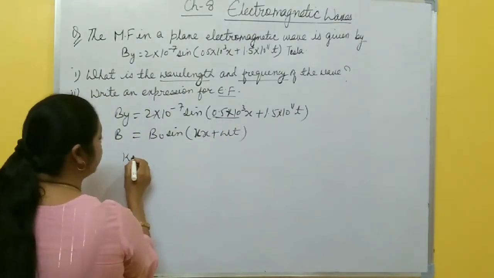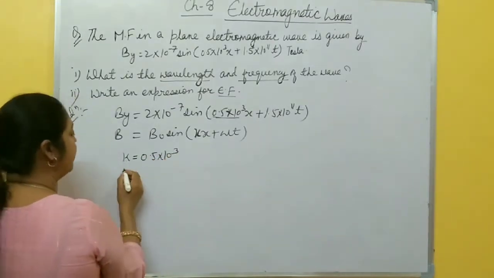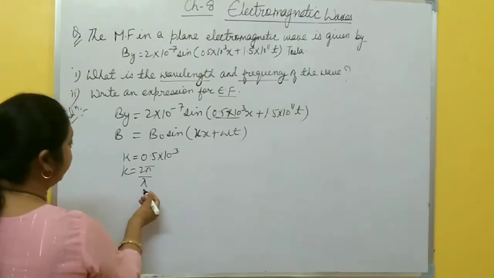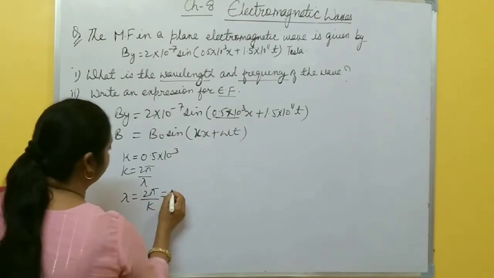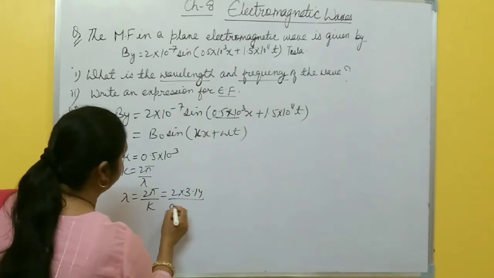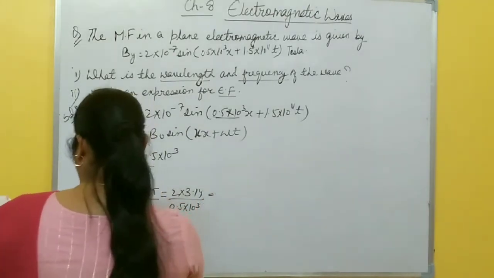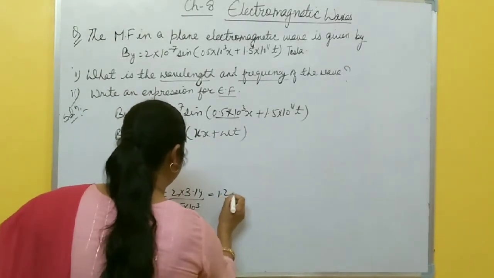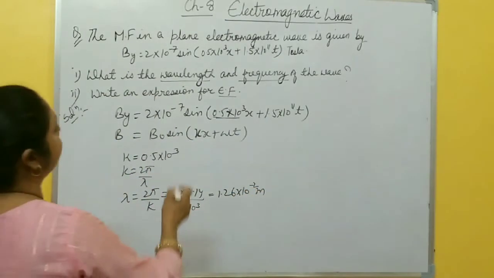K is what? Propagation constant, a wave number, 0.5 into 10 to the power 3, and you know k equal to 2 pi by lambda. From here you can easily find lambda. This is equal to 2 pi by k. 2 pi you can put 3.14 by k, which is 0.5 into 10 to the power 3. When you solve this one, you get wavelength lambda equal to 1.26 into 10 to the power minus 2 meter. In this way, you have to find wavelength.